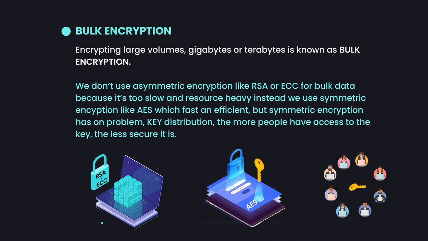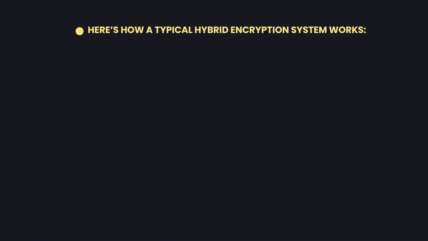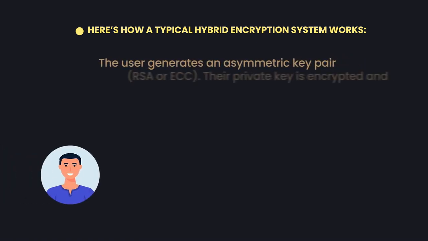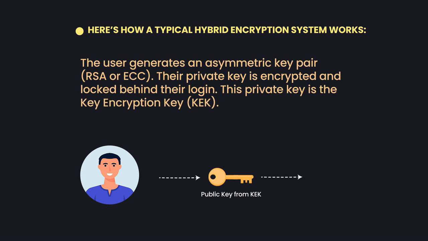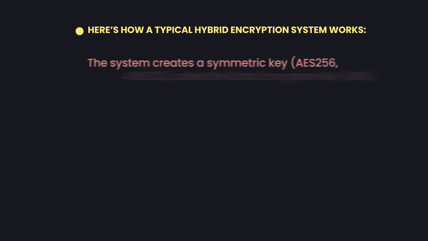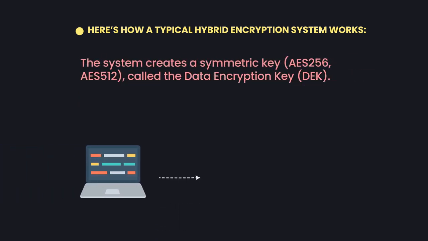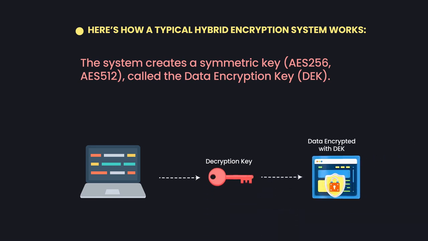To solve this, we combine symmetric and asymmetric methods. Here's how a typical hybrid encryption system works. The user generates an asymmetric key pair, RSA or ECC. Their private key is encrypted and locked behind their login. This private key is the key encryption key, KEK. The system then creates a symmetric key, like an AES 256 or AES 512. This is called the data encryption key, DEK.